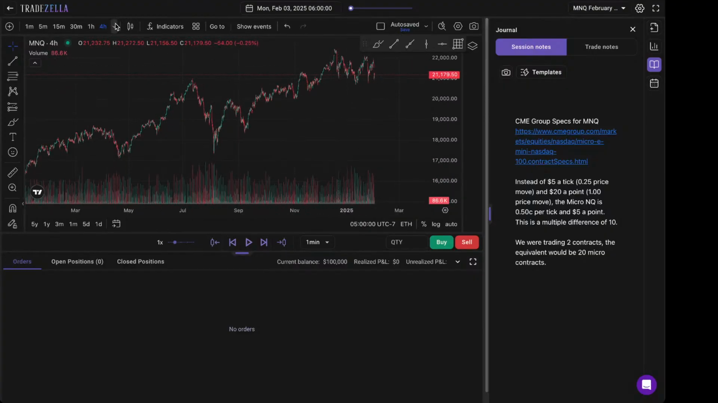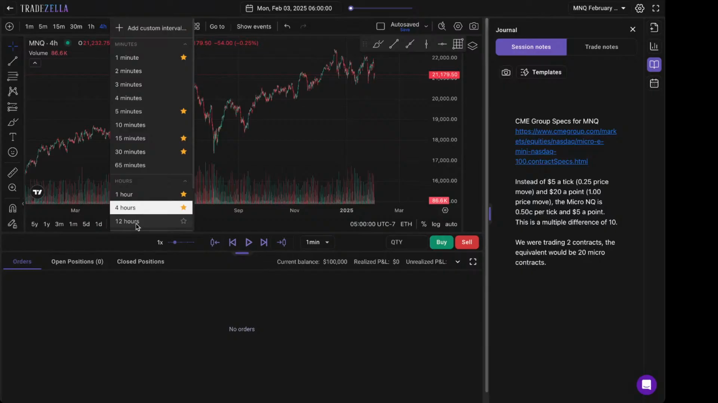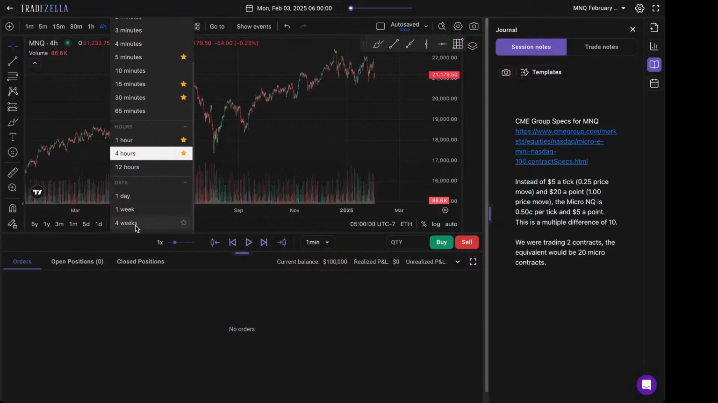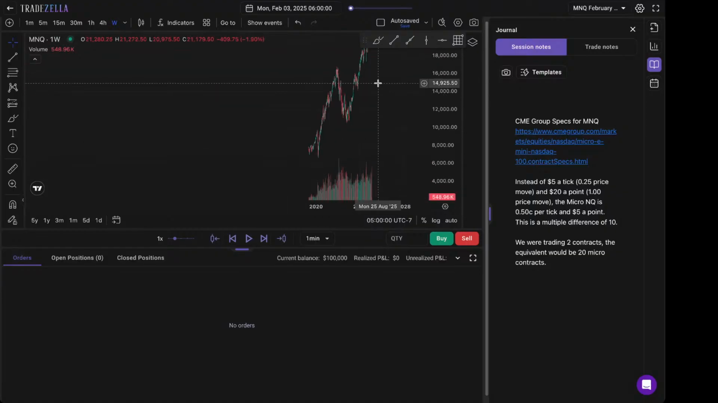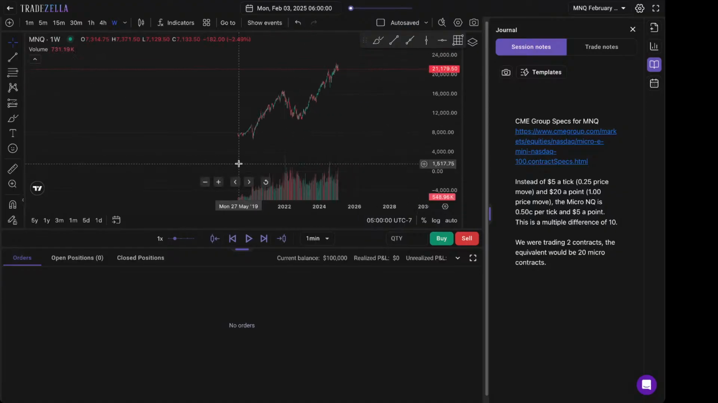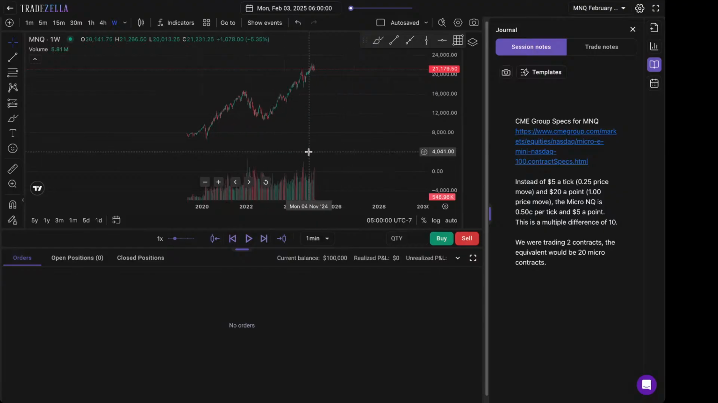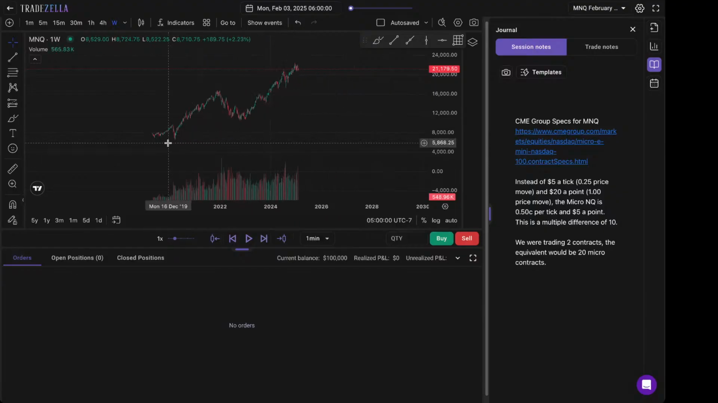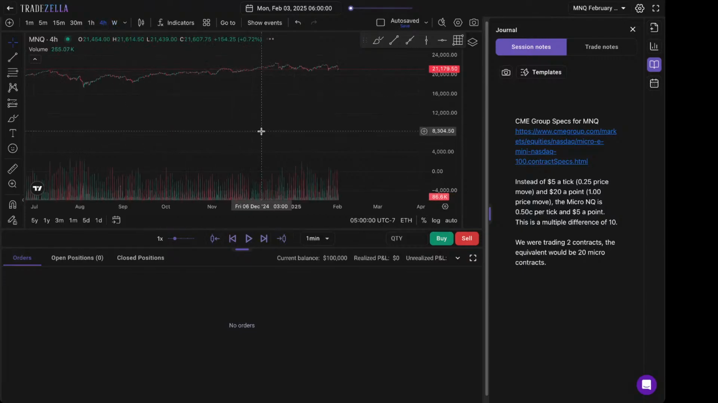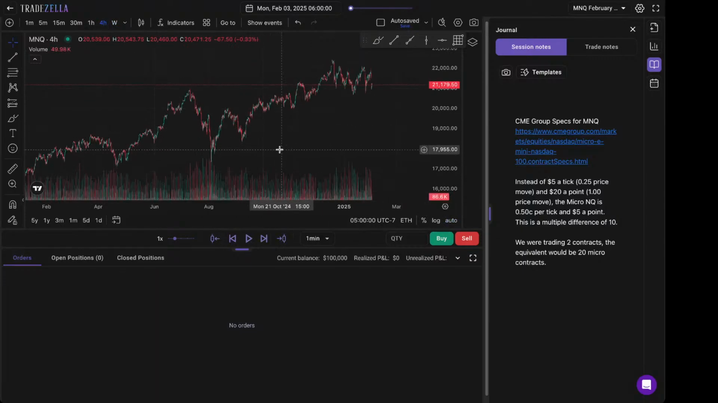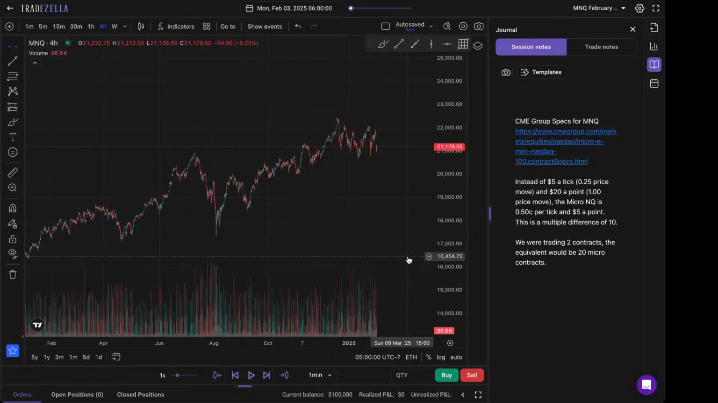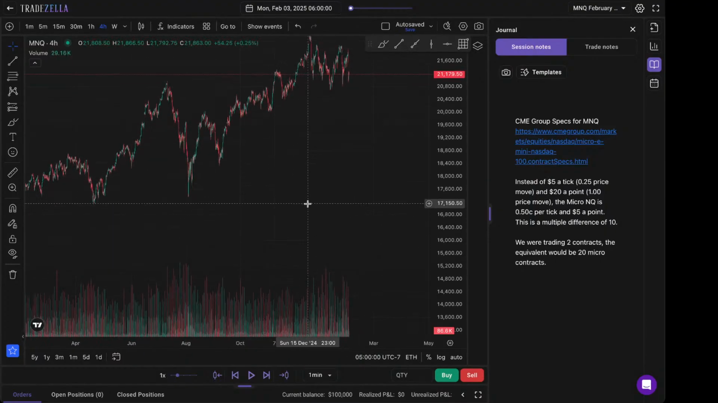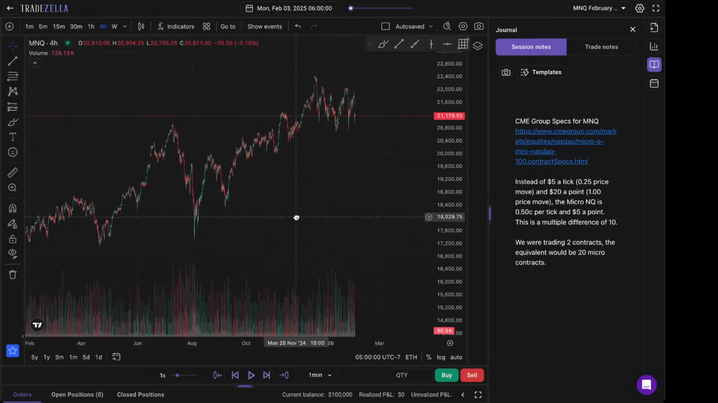Oh, my spider lines aren't necessarily locked in here. Will they give us data? Doesn't appear to want to give us data. Okay. That's all right.